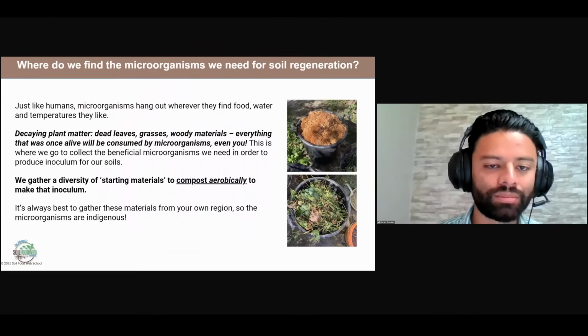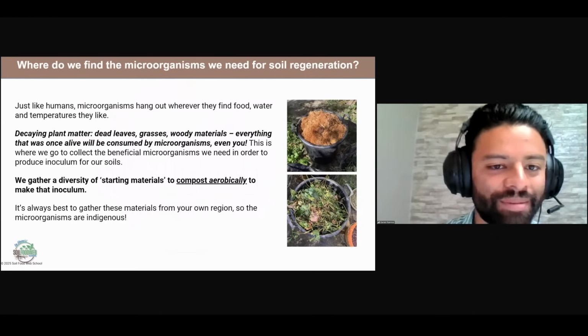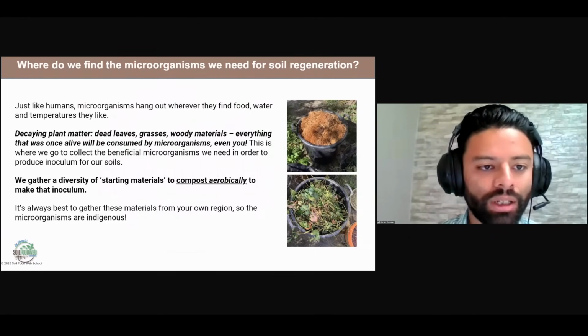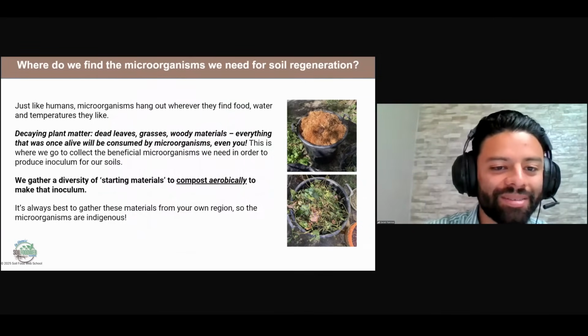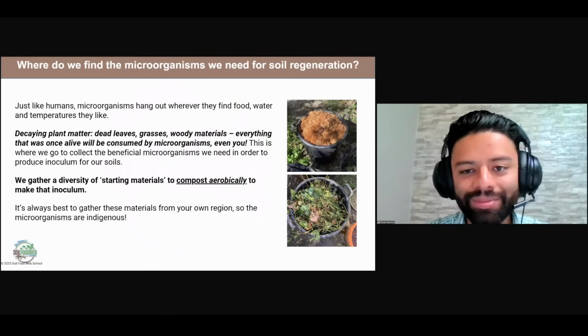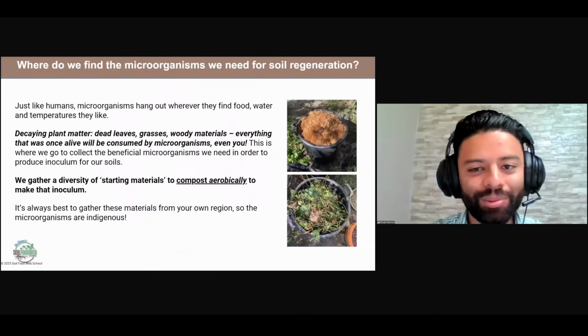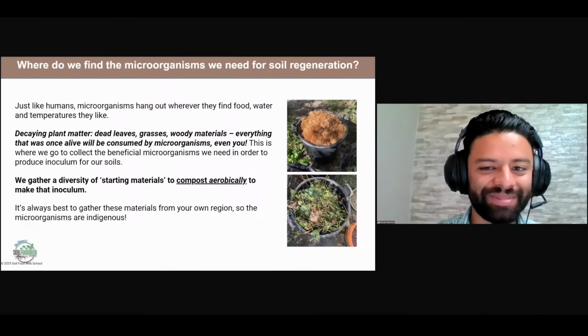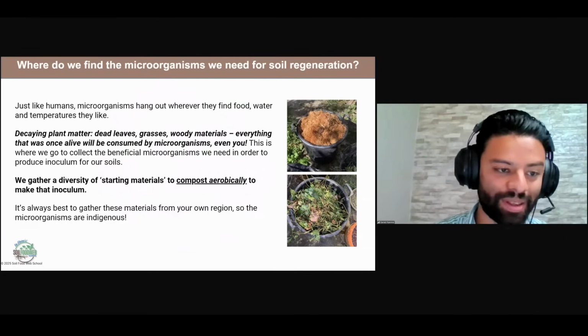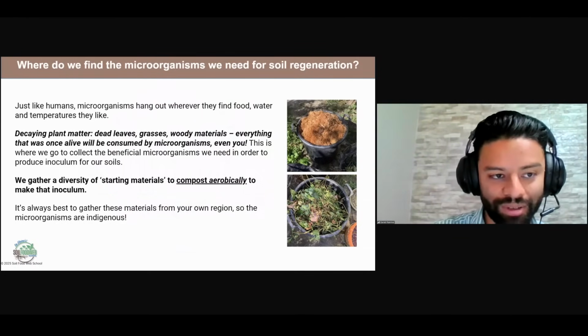So where do we find these guys for soil regeneration? Basically, if you're a human, you need basic things. You need food, water, you need a nice temperature. Well, Isadora might be struggling with temperatures now, but you do need a nice temperature. So we can find them in those specific places. Where do we find those conditions?